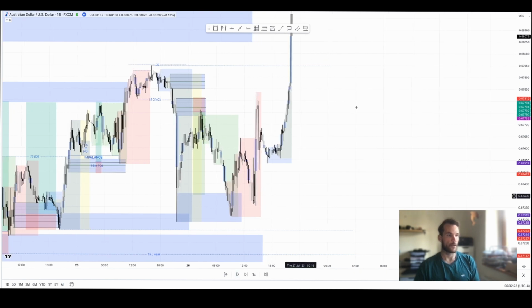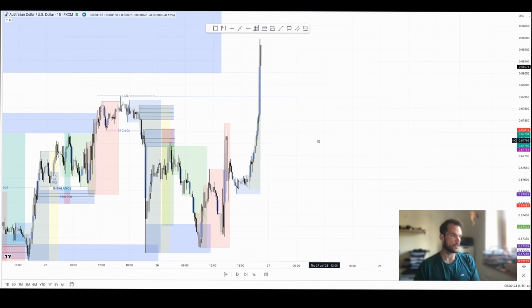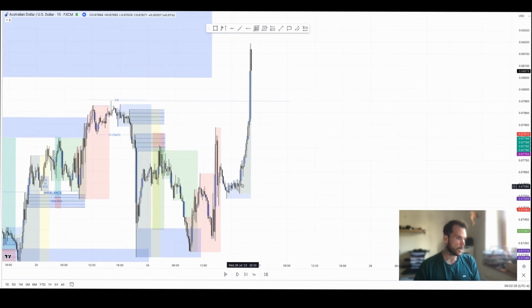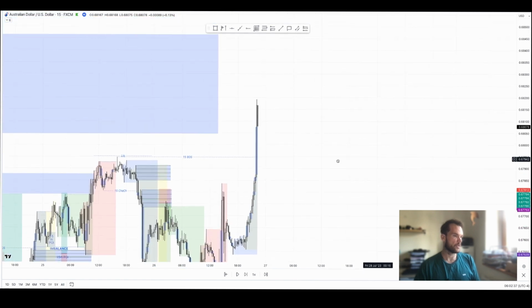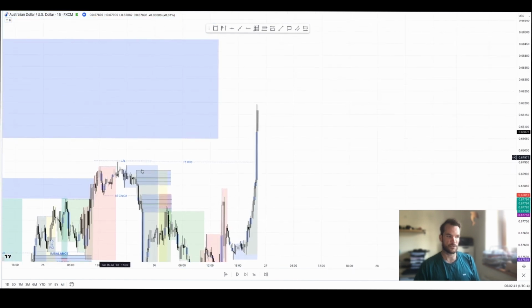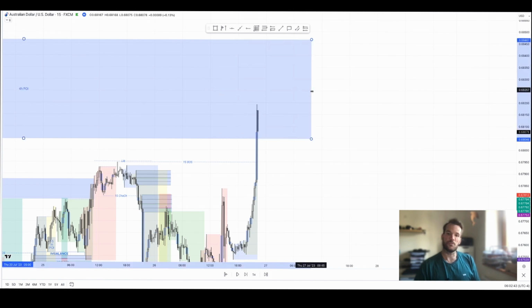Whoa. Oh my goodness. Okay. Absolutely pumping it. We've now broken this. This is our internal break of structure on the 15-minute. We've now taken all that liquidity. Look at this. If you had any of your stop loss here, you've just gotten absolutely minced. So don't do that. And we're in this 4-hour POI.